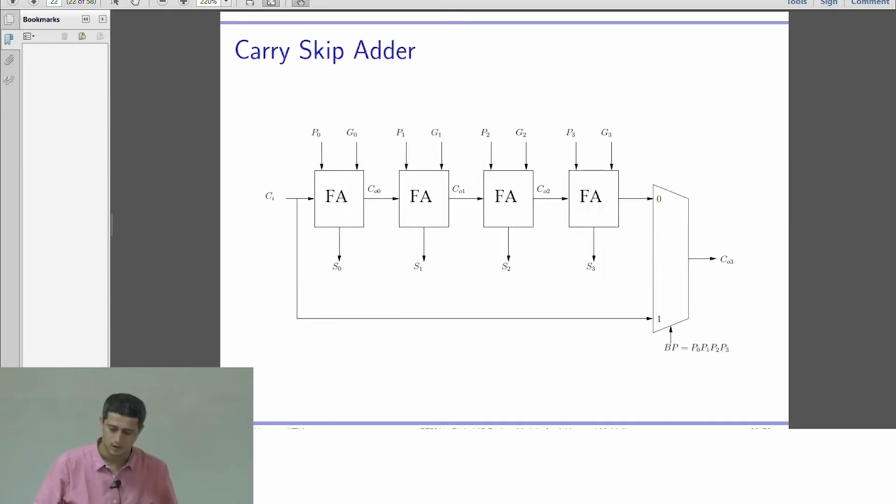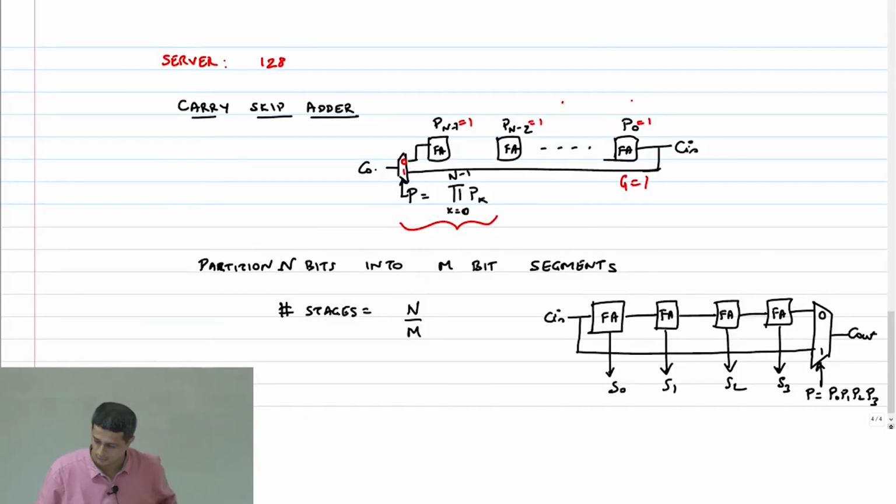Okay, may not be a good idea. Let me redraw that because I've already indicated the critical path there. Okay, so for each block, I first need to create the generate and propagate signals, right? That's going to take 1 unit of time. So that is the first block that I will put, GP. Okay, and this is going to take 4 bits, A0 to 3 and B0 to 3.